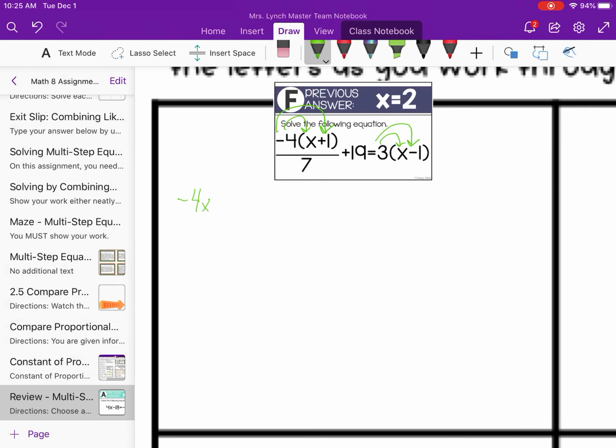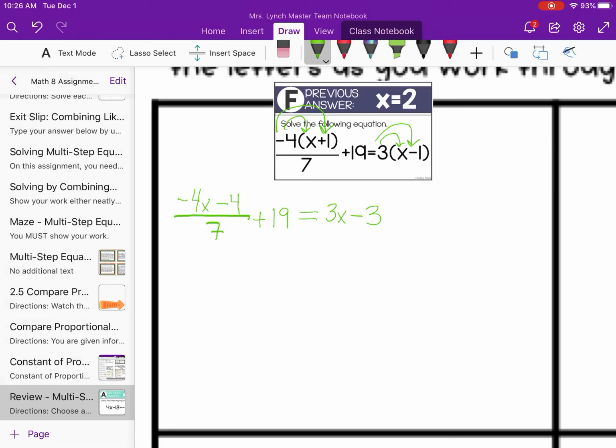Okay, that's taken care of. Now we also need to do negative 4 times a positive 1. So negative 4 times 1. That turns into a negative 4. Okay, so we took care of parentheses. We didn't touch any of the other numbers, so we still have to keep them. So we still have to keep the divided by 7, and we still have to keep the plus 19. Then we put our equal sign. Now we need to distribute on the other side. 3 times x, that is 3x. 3 times negative 1, that's negative 3.